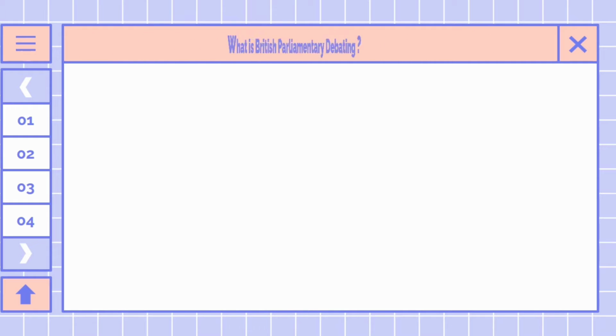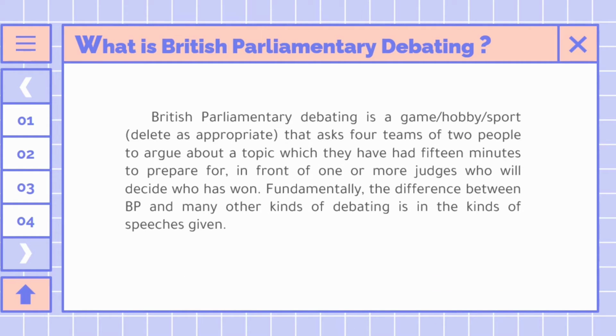What is British parliamentary debating? British parliamentary debating is a game, hobby, or sport, as appropriate. It asks for teams of two people to argue about a topic which they have had 15 minutes to prepare for, in front of one or more judges who will decide who has won.